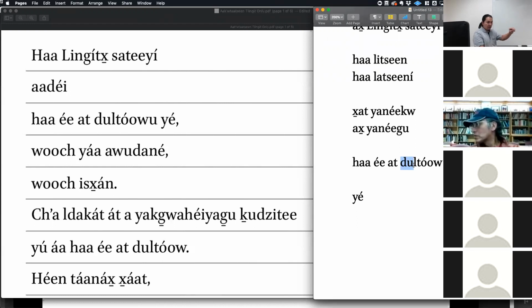So the du means it happens. People do it. So when you say dishtu, it means someone is teaching, right? Someone is teaching, it's being taught. It doesn't matter who's doing it, it's happening. And Tlingit uses these quite a bit. Dishtu.